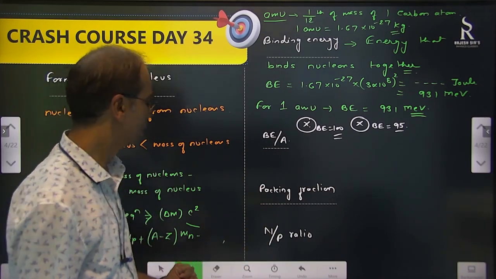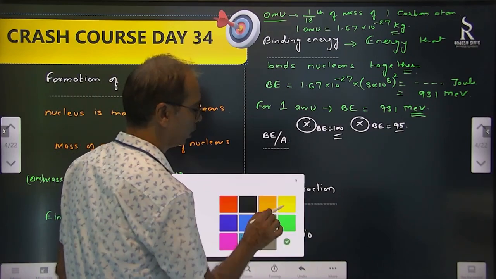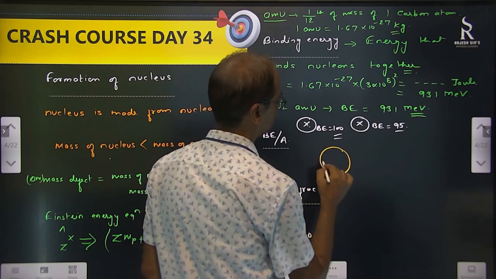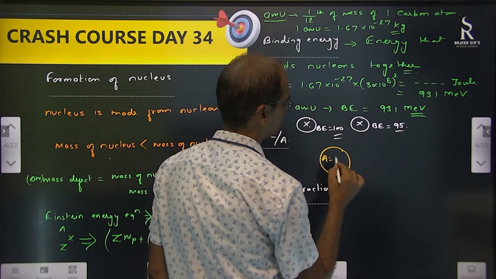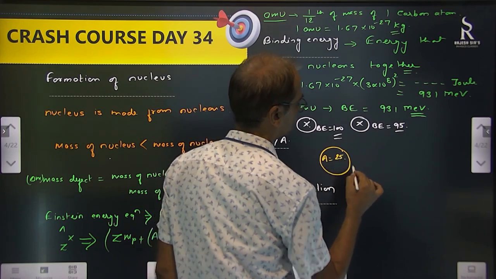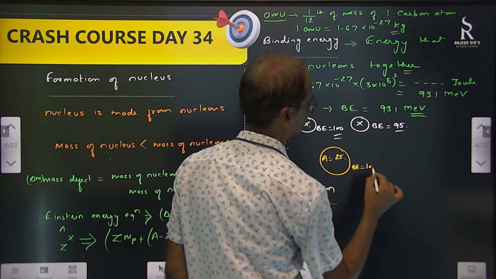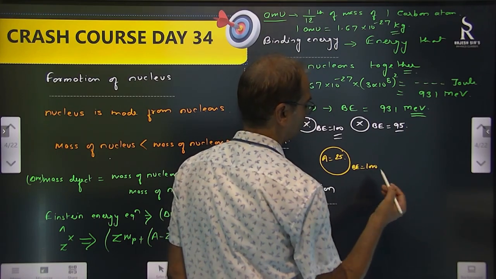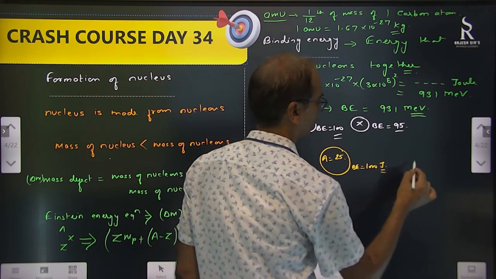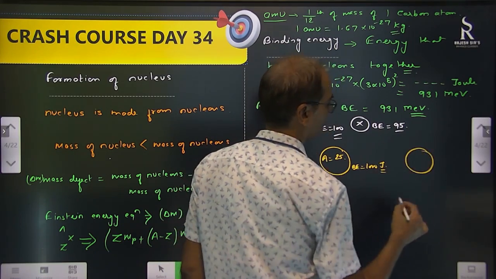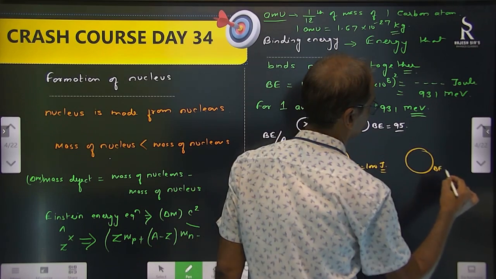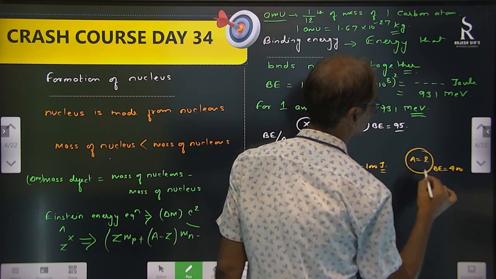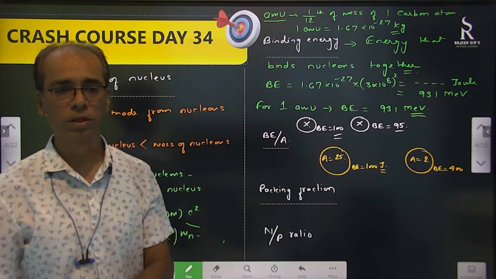Now let's come to another criterion, which is binding energy per nucleon. Again, say there are two elements. The mass number of this one is 25 and its binding energy is 1000 joule. Another element is there, its binding energy is 400 joule, but its mass number is 2. Now the question is, which is more stable?